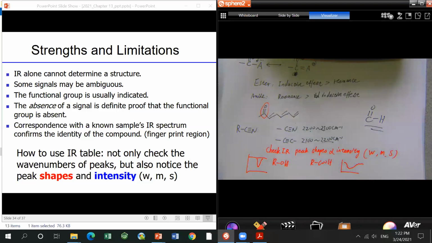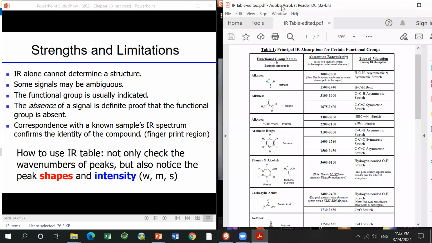Okay, so now we bring back this table. Can you guys see the table?